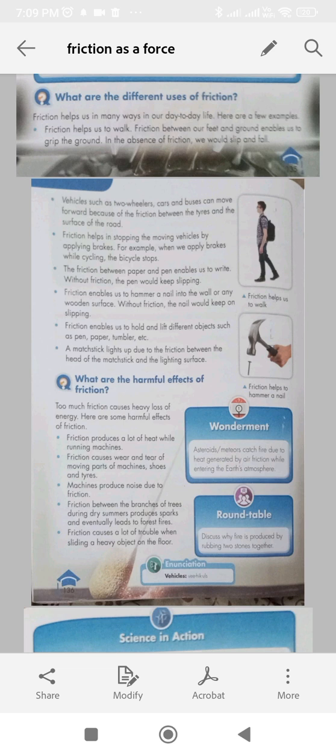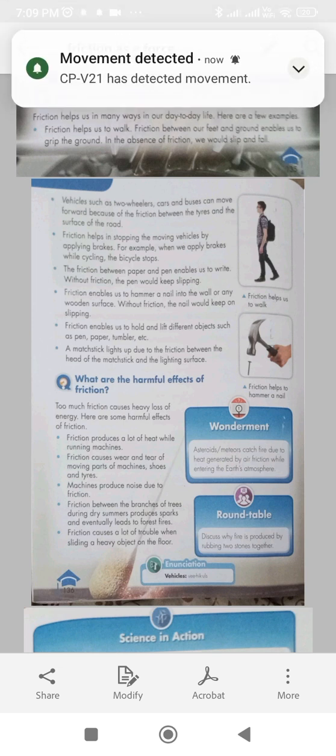What are the harmful effects of friction? Too much friction causes heavy loss of energy. There are some harmful effects of friction. Friction produces a lot of heat while running machines. Friction causes wear and tear of moving parts of machines, shoes and tires. Machines produce noise due to friction. Friction between the branches of trees during dry summers produces sparks and eventually leads to forest fires.